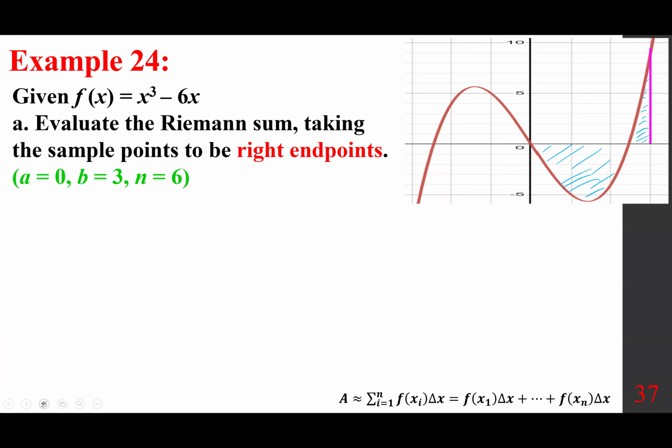That's the area we want. Now, how do we find this area? Well, it doesn't look like any geometric shape, so we don't have a formula for it. So how do you find it? You cut it into pieces.